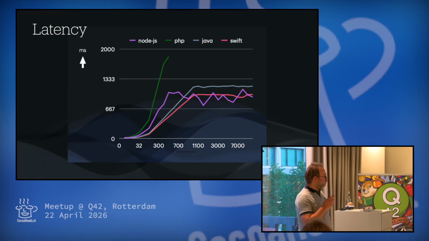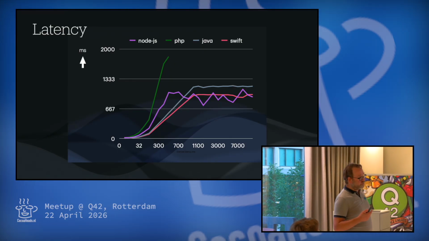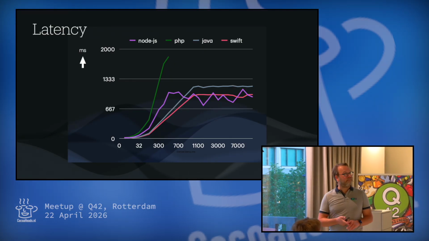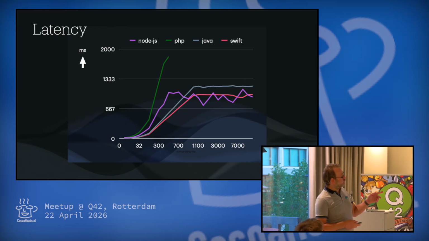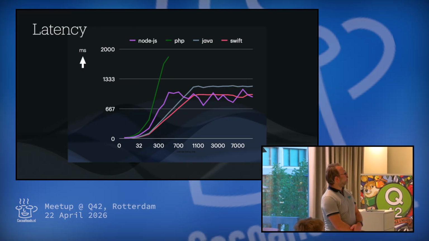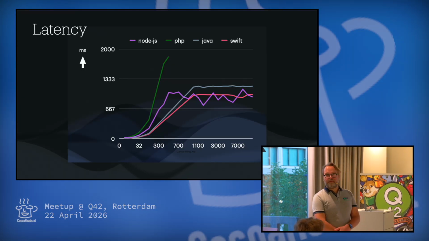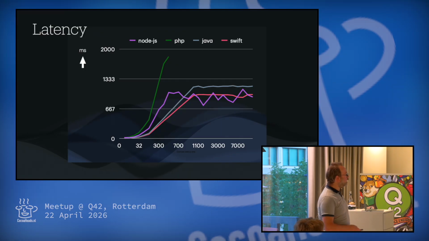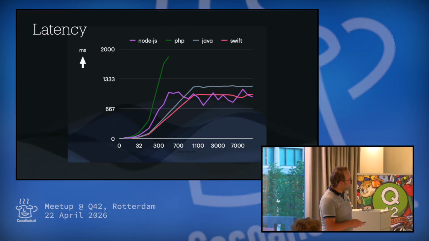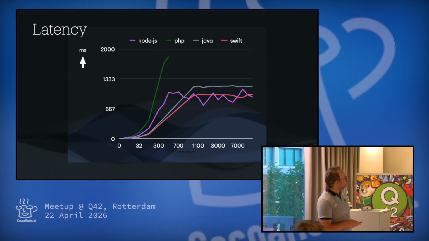So that was nice. Swift was improved. The Vapor framework was improved, and I could compare it much better now with the other frameworks. So here's latency, which is basically how long it takes before you get an answer from the server. You do a request, and here I started with 32 concurrent requests, and you see nicely that Node.js is here, Swift is here, and Swift is nicely lower than Java.